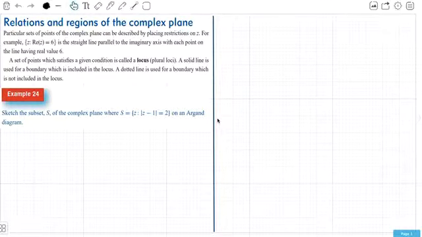Right, so we're graphing complex numbers. This is something that pops up a lot in the exams in complex numbers. That and De Moivre's theorem are really the things that you see a lot of repeated. But being able to sketch complex numbers is really, really important.